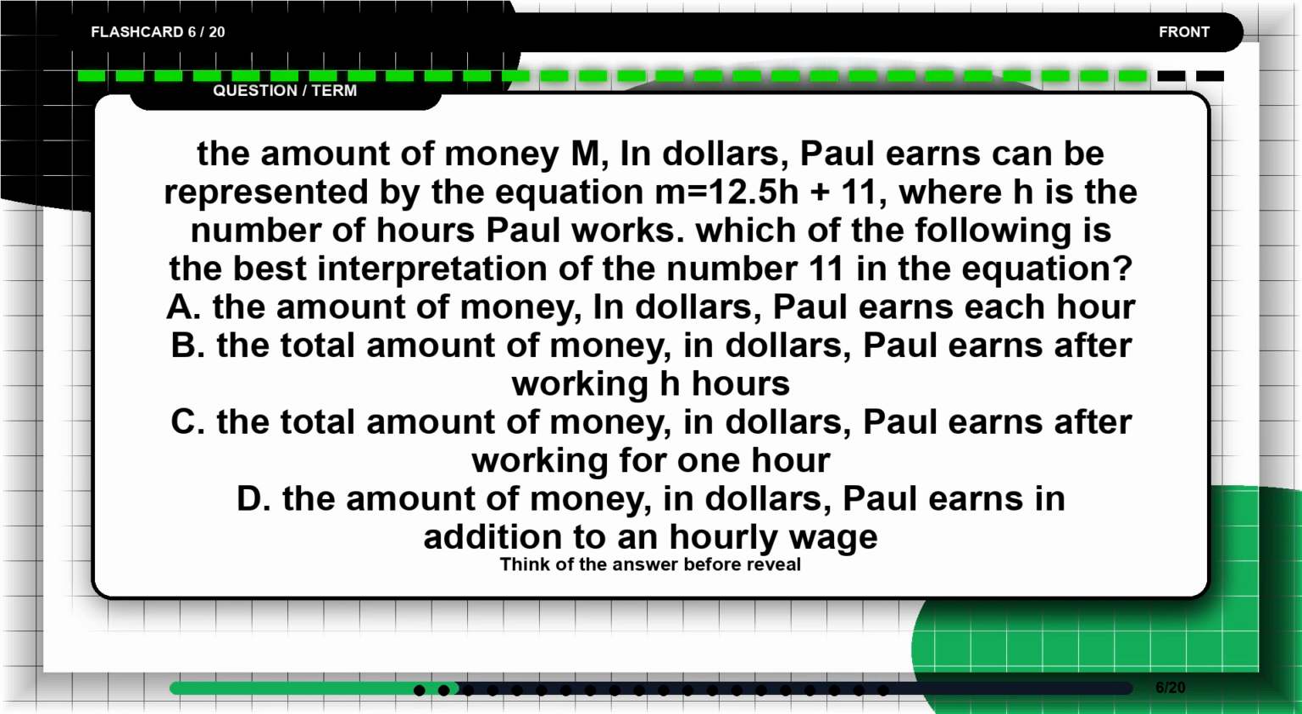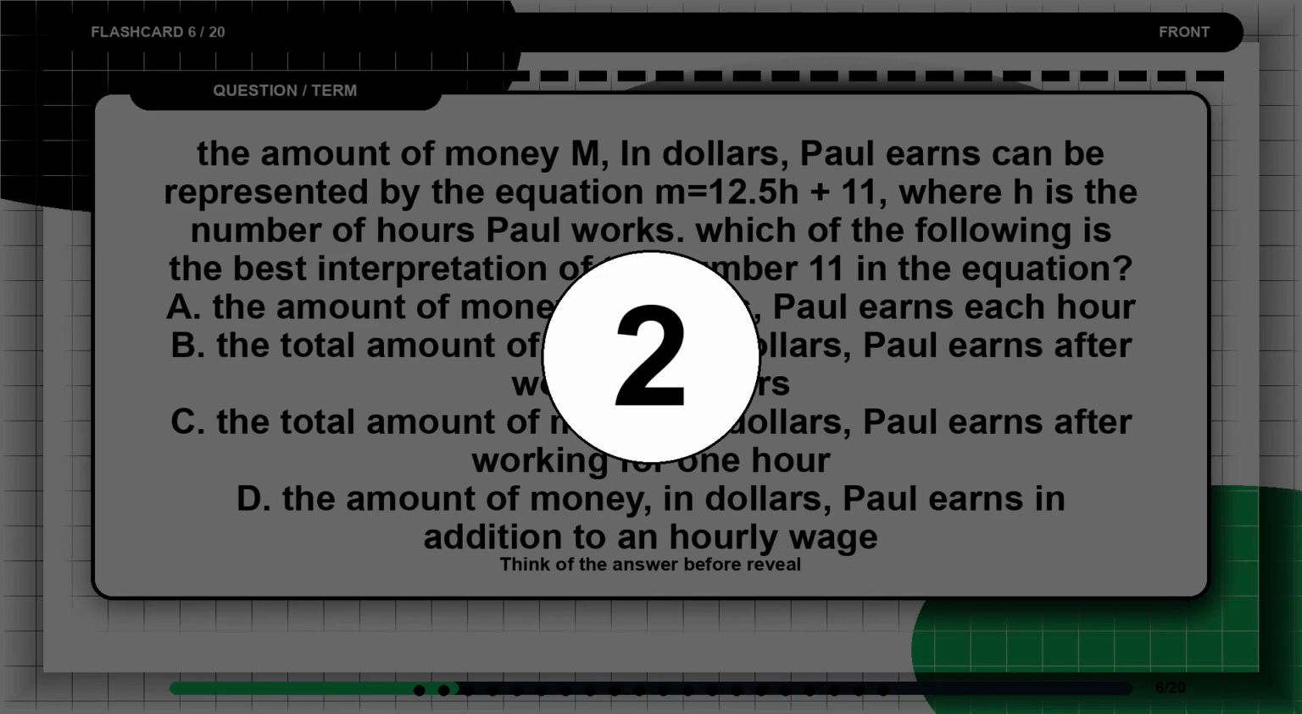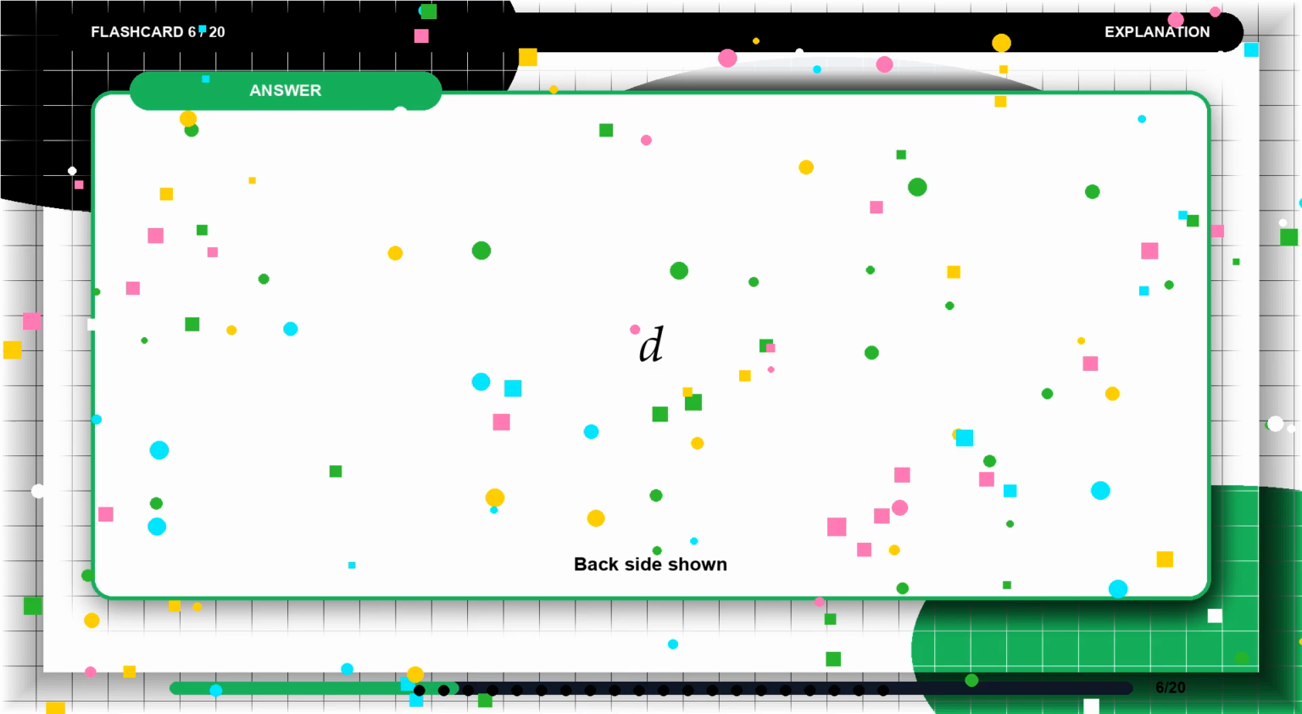Flashcard 6. The amount of money M in dollars Paul earns can be represented by the equation M = 12.5h + 11, where h is the number of hours Paul works. Which of the following is the best interpretation of the number 11 in the equation? A. The amount of money in dollars Paul earns each hour. B. The total amount of money in dollars Paul earns after working each hour. C. The total amount of money in dollars Paul earns after working for 1 hour. D. The amount of money in dollars Paul earns in addition to an hourly wage. Pause and think of the answer before the reveal. The answer is D.